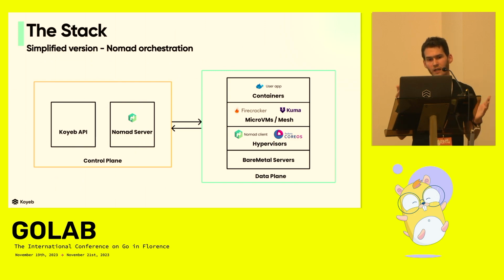So that's what it looks like at the end. It's really a simplified version on the orchestration side. On the left, you have what we call the control plane. It's our APIs written in Golang, which are talking to the main Nomad server. And we're orchestrating on the data plane side containers, which are running inside of micro VMs. For each micro VM, you have the mesh network on the side, and they are running on top of hypervisors, which are CoreOS hypervisors.